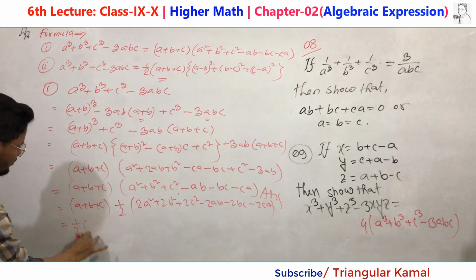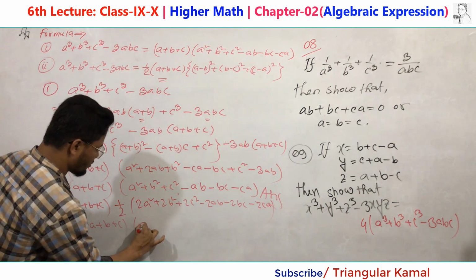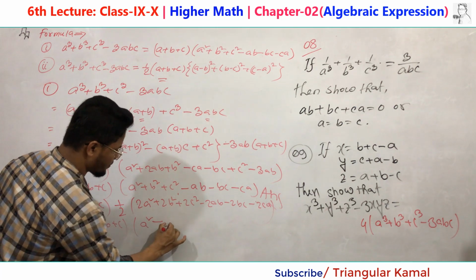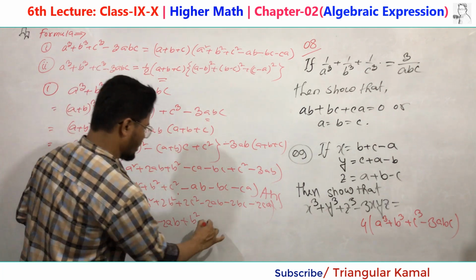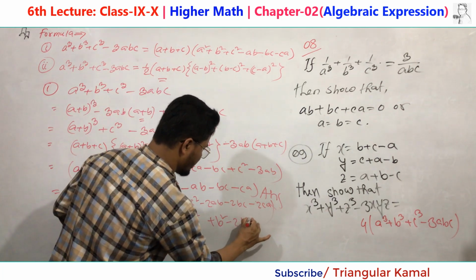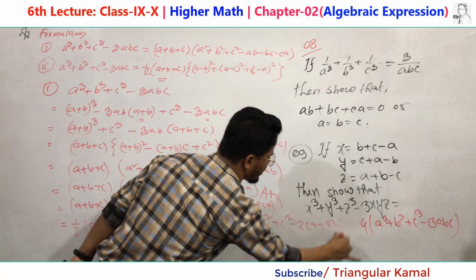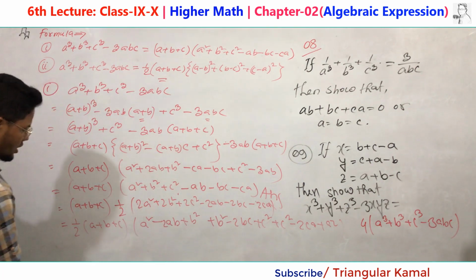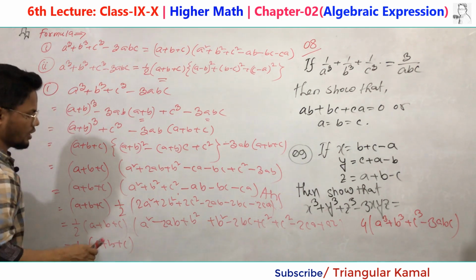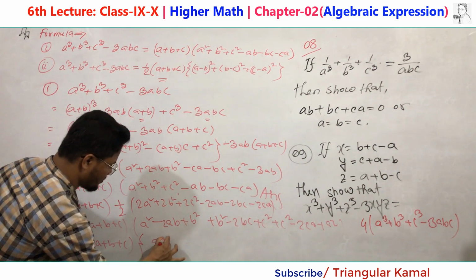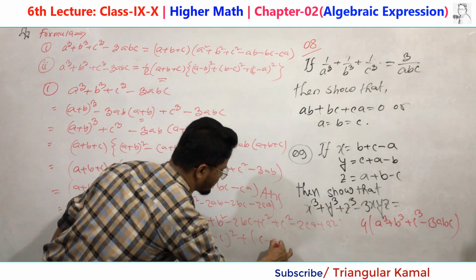Now half times a plus b plus c. We can write a square minus twice ab plus b square, then plus b square minus twice bc plus c square, plus c square minus twice ca plus a square. Just arranging the data, this one is now half times a plus b plus c, times (a minus b) whole square, and this one will be (b minus c) whole square plus (c minus a) whole square.